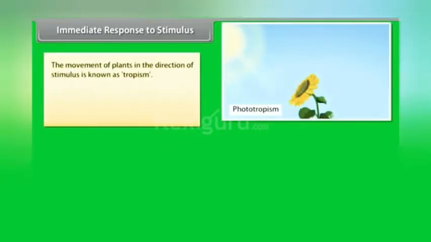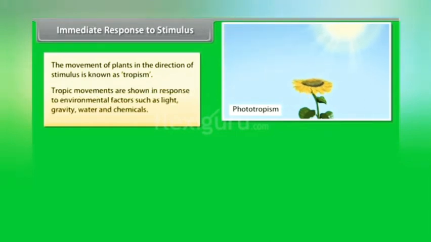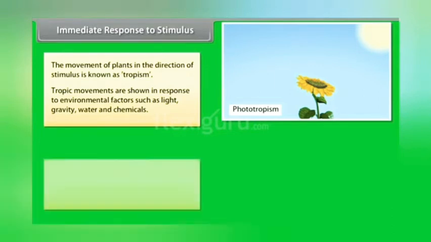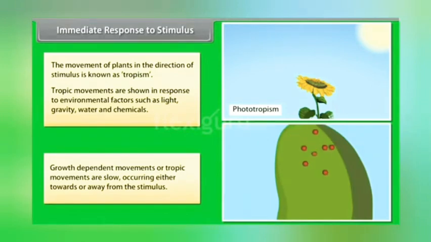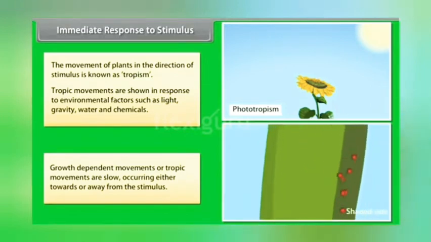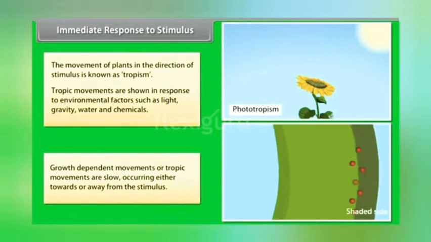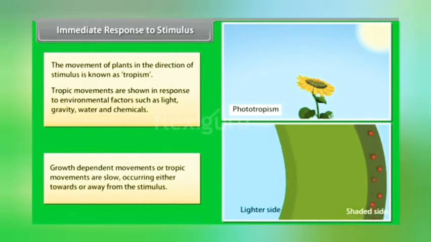Immediate response to stimulus. The movement of plants in the direction of stimulus is known as tropism. You can see here, tropic movements are shown in response to environmental factors such as light, gravity, water, and chemicals. Growth-dependent movements or tropic movements are slow, occurring either towards or away from the stimulus.